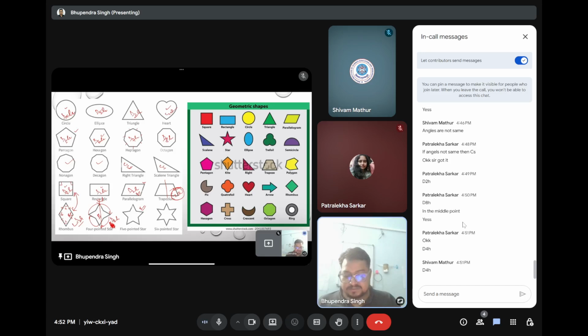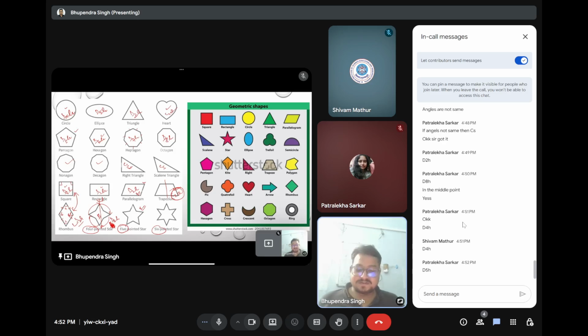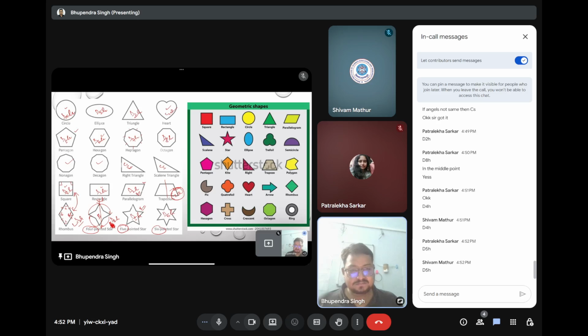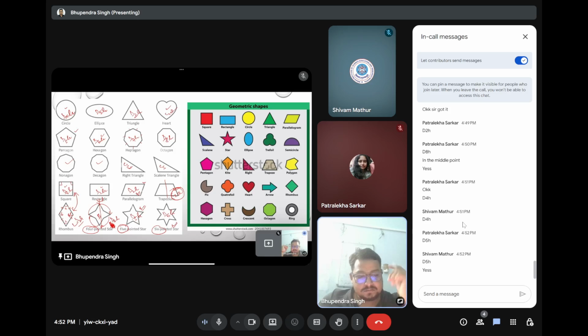That is why I have chosen this image only, to see this 4H, 5H, 6H. Already a hint is given. You just have to look very closely. Then it is easy to get D5H, D6H. Okay, did you get this? 6 pointed star, D6H. Yes, yes, of course.